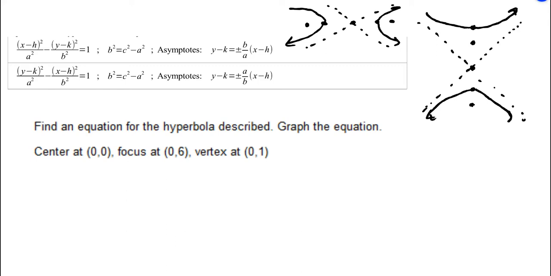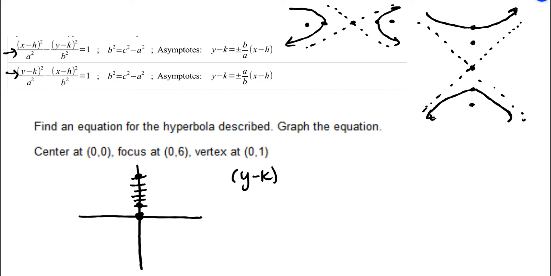So for this example, I want to first determine the orientation so that I can know which of these templates to use to start building the equation of the hyperbola. So we have a center of 0, 0 for the hyperbola, a focus at 0, 6, and a vertex at 0, 1. So because all of these important features of the hyperbola are lining up vertically, that means I have a vertical transverse axis, and I'm going to use the vertical orientation of the equation.